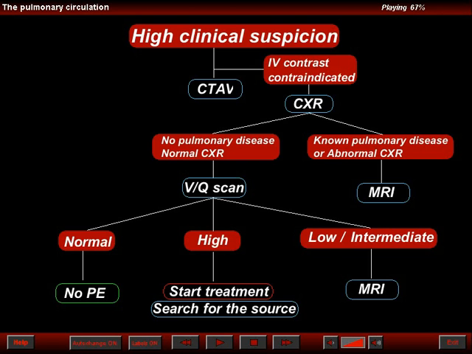When intravenous contrast material is contraindicated, the patient has pulmonary disease or there is an abnormal chest roentgenogram, MR angiography should be considered. An MR venography can also be performed following the examination of the pulmonary vasculature. If the MR angiography is positive for pulmonary embolism, the treatment should be started immediately. If venography is not performed, then the source has to be located.